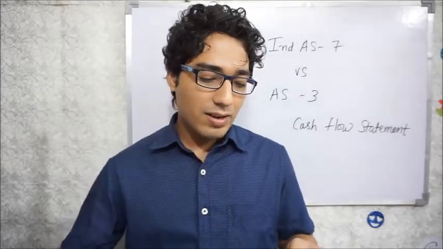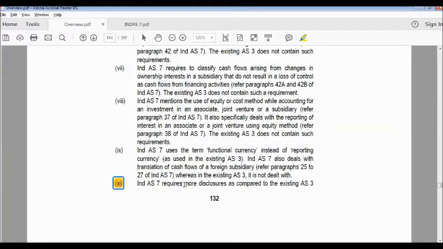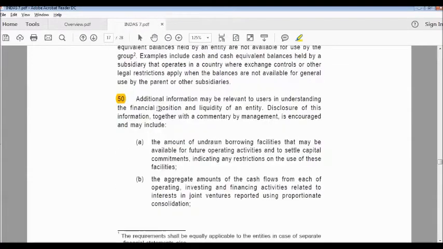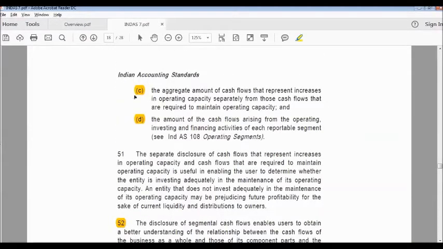And then the last difference is that Ind AS 7 requires more disclosure as compared to existing accounting standard number 3. So let's see exactly what all the additional disclosures required by Ind AS number 7 are. Like disclosure paragraph number 50, clause number C and D have been added, which was not there earlier in accounting standard number 3.